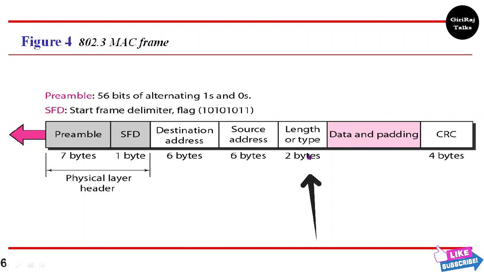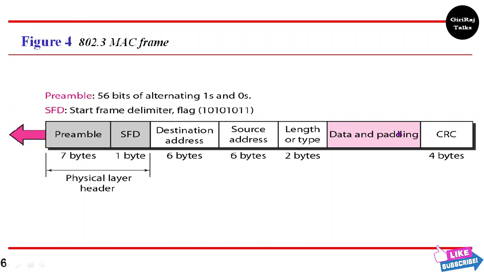Next one, length or type. This field is defined as a type field or length field. The original Ethernet used this field as the type field to define the upper layer protocol using the MAC frame. The IEEE standard used it as the length field to define the number of bytes in the data field. These both uses are common today.